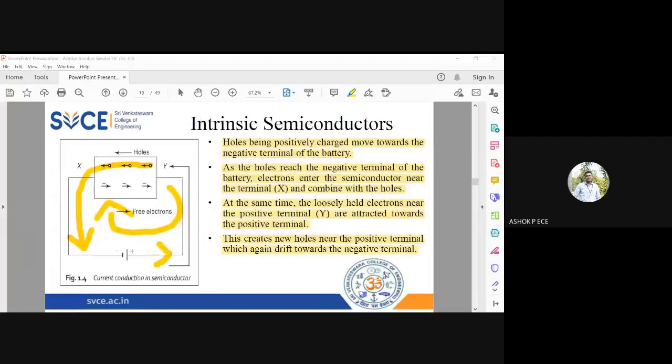Any doubt? Anybody having a doubt on intrinsic semiconductors? You can ask.